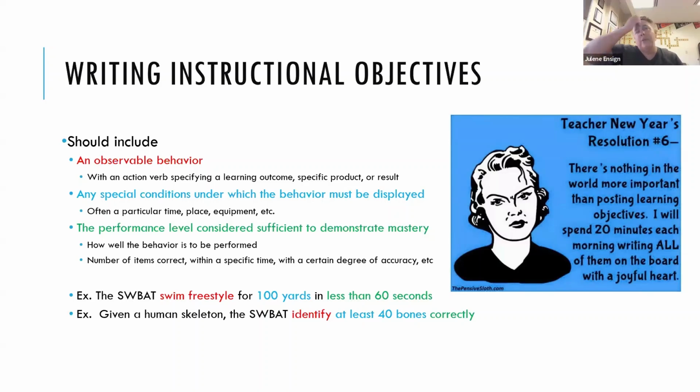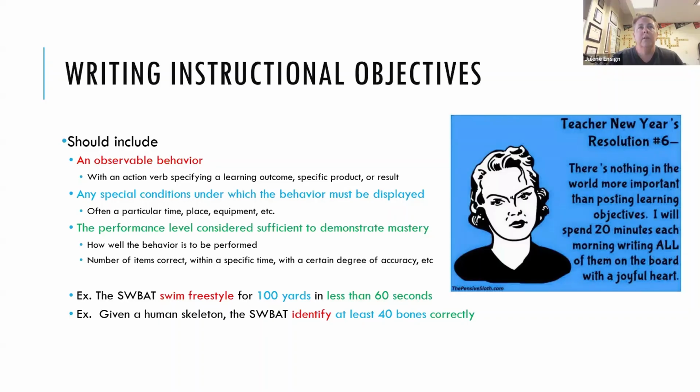And then the performance level, that's usually the score that we want to be considered sufficient to demonstrate mastery. So how well the behavior is to be performed: number of items correct within a specific time, a certain degree of accuracy. So I give you a couple examples. Student will be able to swim freestyle for 100 yards in less than 60 seconds.